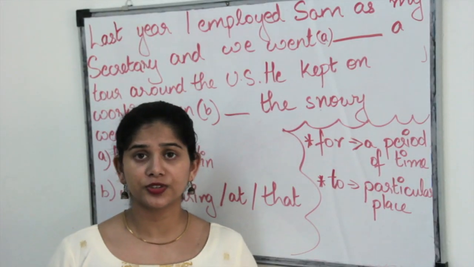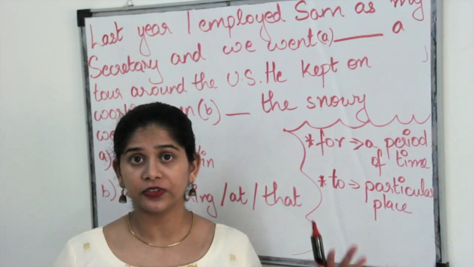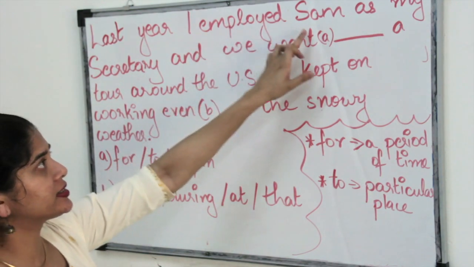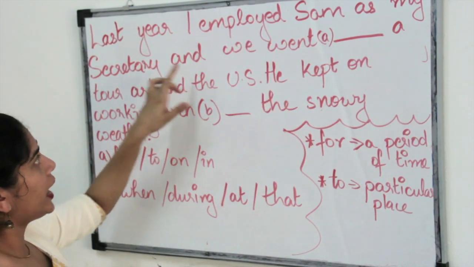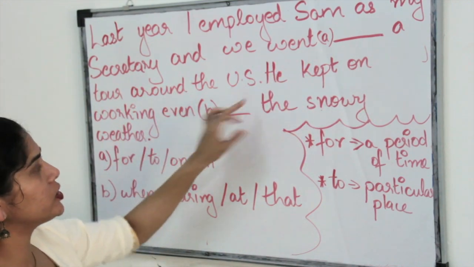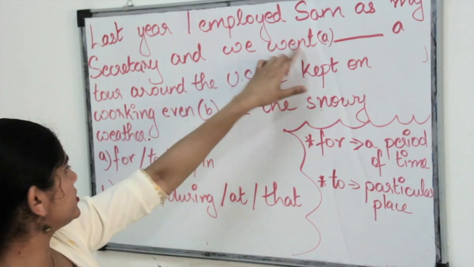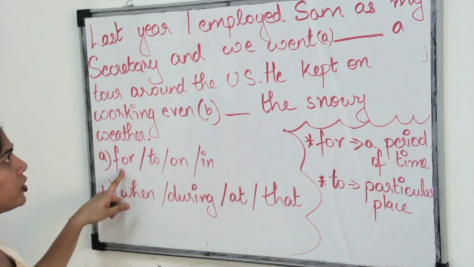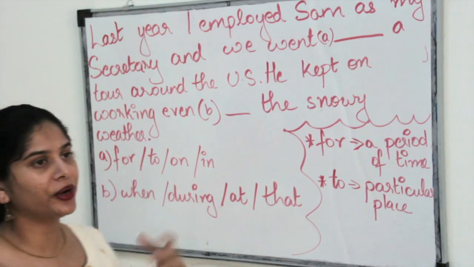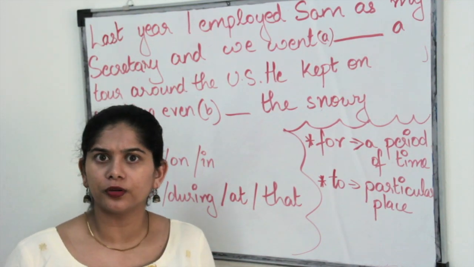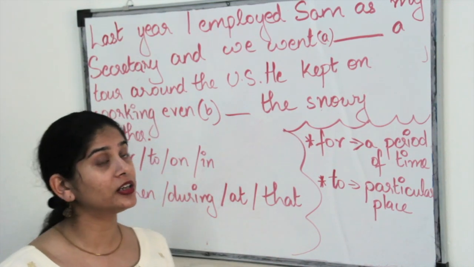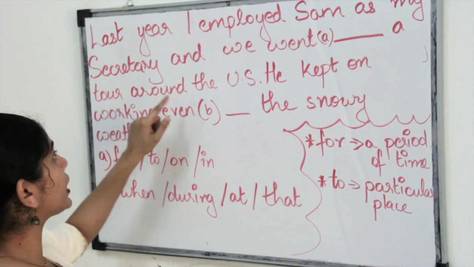Okay, so we'll move on to the second example so the gap filling will be a little more clear to you. Last year, I employed Sam as my secretary and we went dash a tour around the US. Okay, we went for a tour. Okay, so when you say for the first time we went for a tour around the US, you might feel as okay, we went for a tour. We normally say that we went for a film, we went for a tour. But over here check, we went for a tour around the US.